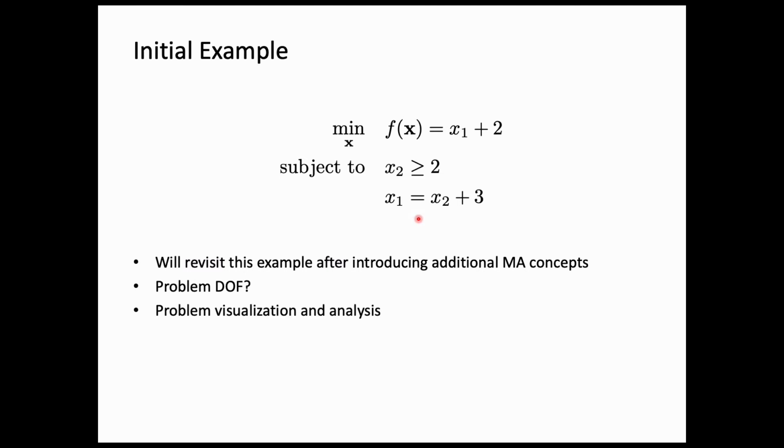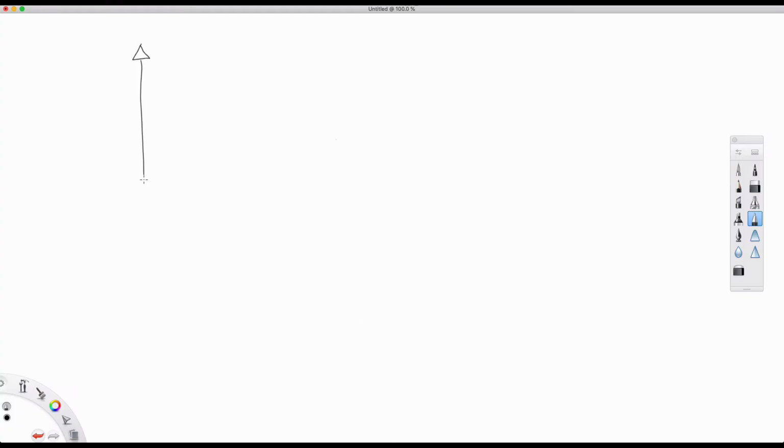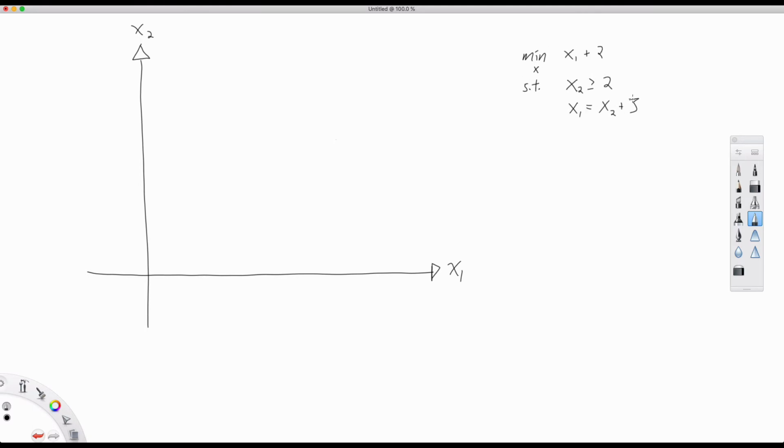Here we're going to first do some problem visualization and analysis. Then we're going to go back to some new monotonicity principles and revisit this example. In this problem, we have two optimization variables, x1 and x2. The problem, as originally stated, is not in negative null form, so we may need to do some manipulation to make some progress with this problem.